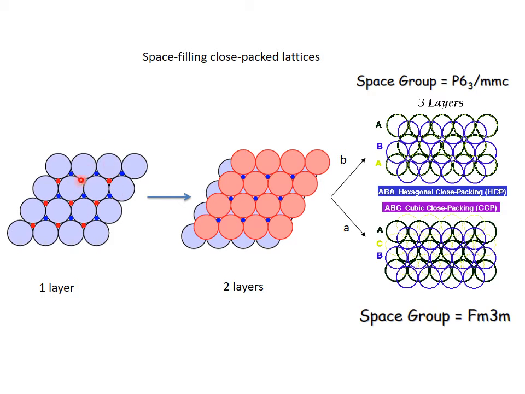Okay, so now what would we need to do if we wanted to go from 2 dimensions to 3 dimensions? Intuitively, you would argue that you just take another layer of these atoms and place it on top of the first layer so that the close packing is maximized.